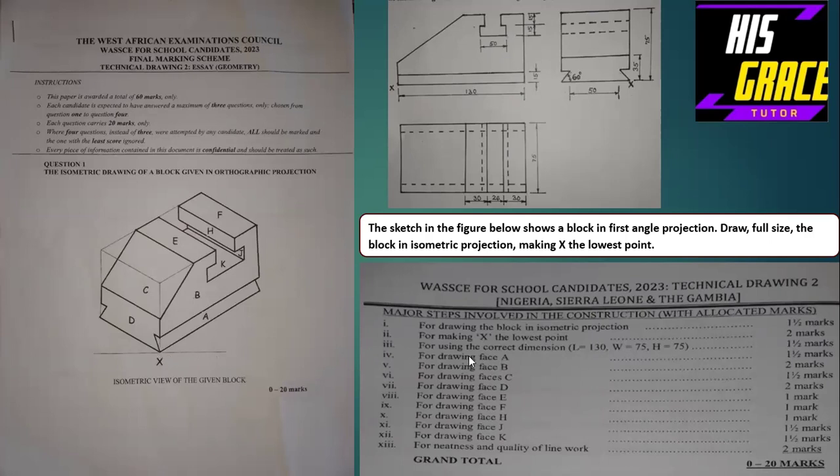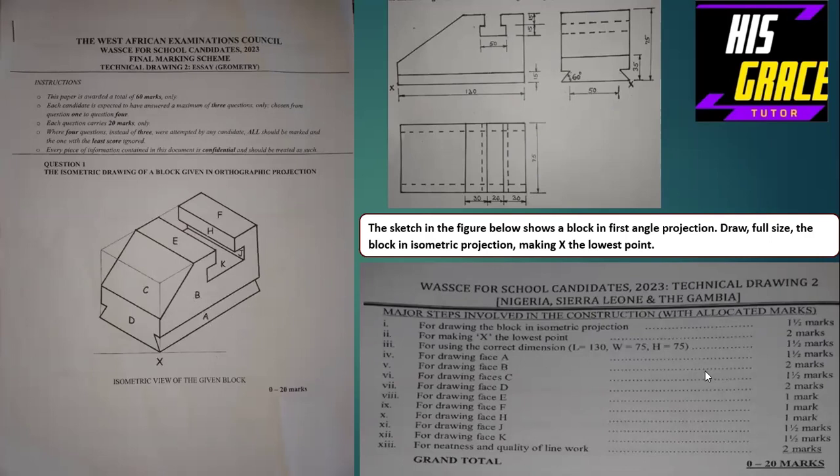Then for using the correct dimensions, the length is 130 millimeters, the width is 75 millimeters, and the height is 75 millimeters, as you can see here. Coming to this question, we have the distance from here to here to be 130, the distance from here to here is 75, and the distance from here to here is 75. For making use of those dimensions as given to you, you are to receive 1.5 marks. And then for drawing face A, so this is face A here.